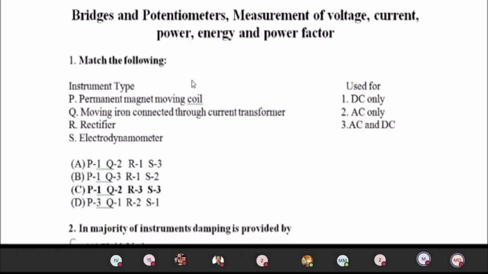So the first one, permanent magnet moving coil instrument. We know the permanent magnet moving coil will use only DC. So the first one will be DC, so P for 1. It is a confirmed one. And second one, moving iron connected through current transformer. Moving iron has the capability to work in AC. Already you would have learned in the theoretical part, PMMC stands for DC and MI stands for AC. So from this you can say Q stands for 2, AC only.